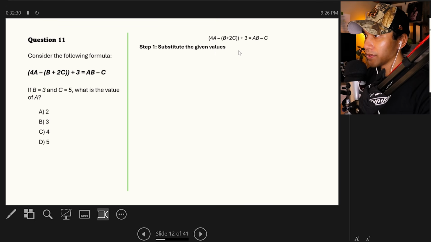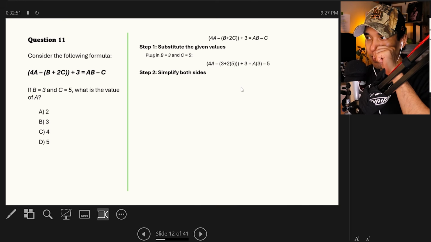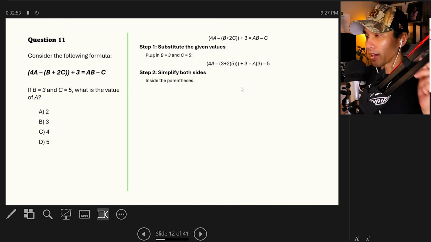Substitute the given values, okay? So we're going to replace the B's with 3's and C's with 5's, right? And just like PEMDAS, we're going to solve the parentheses and anything inside them, and then multiply whatever's in the parentheses. We're going to do everything in the parentheses. Simplify both sides. So I guess let's start with the parentheses, right?